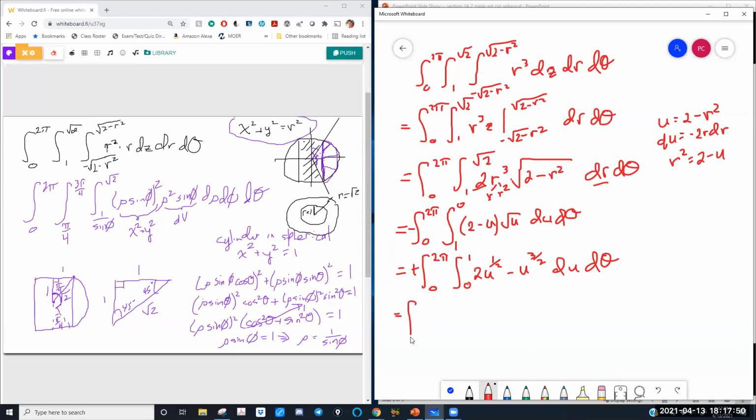And sorry, I kind of fell down the rabbit hole on this one. All right, now we do our antiderivatives, which won't be too bad. This is going to be 2 times 2/3 u to the 3/2 minus 2/5 u to the 5/2. Those are going from 0 to 1 d theta.